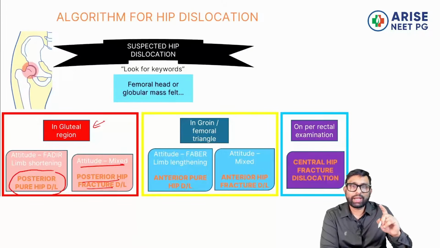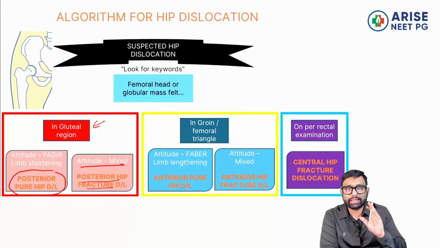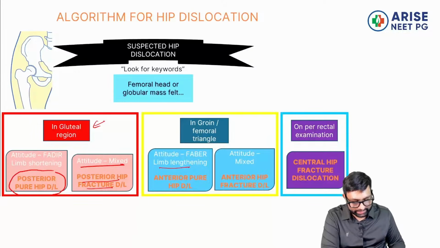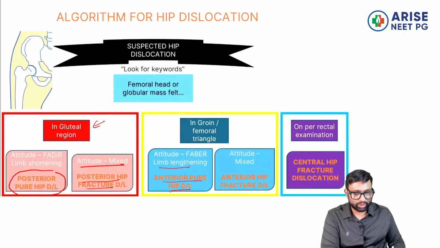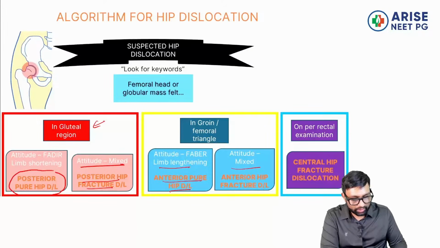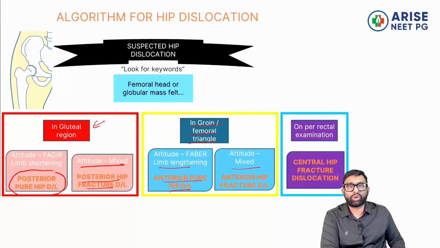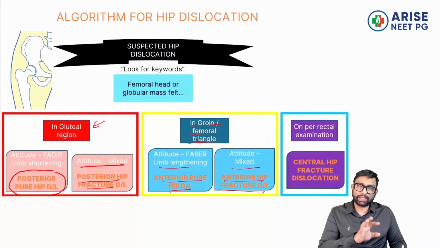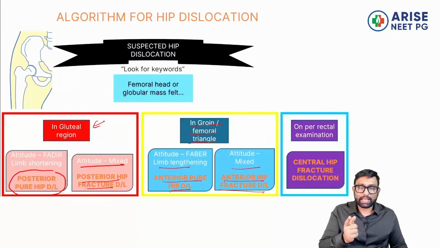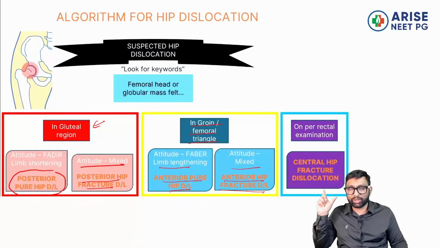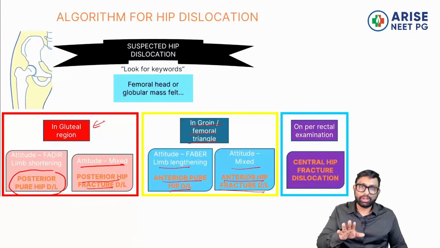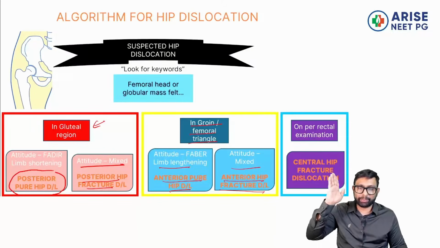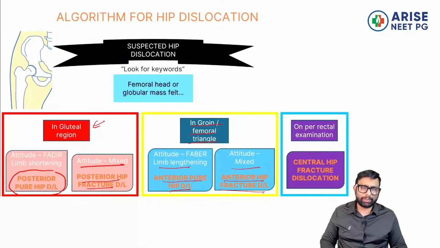Same way, if the head is felt in the groin femoral triangle and the attitude is flexion, abduction, external rotation and limb lengthening is there, then it is an anterior pure hip dislocation. If it is a mixed attitude with femoral head felt in the groin or femoral triangle, then it is an anterior hip fracture dislocation. I know this might seem complicated, but the day they ask you about fracture dislocations, that attitude of FABER might not be there. That's why you have to remember about fracture dislocations also. What will be the presentation? So this algorithm will help you understand that.